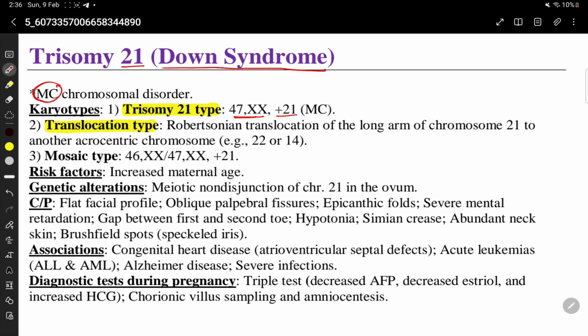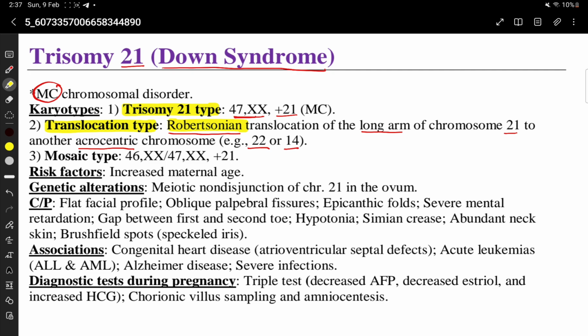Translocation type karyotype: Robertsonian translocation of the long arm of chromosome 21 to another acrocentric chromosome, for example 22 or 14.